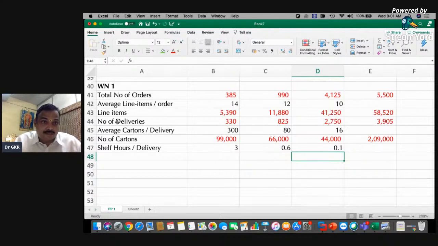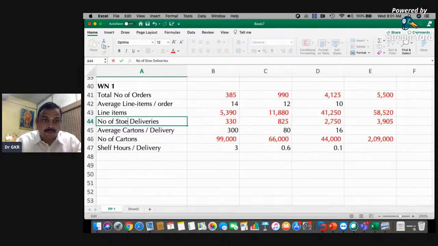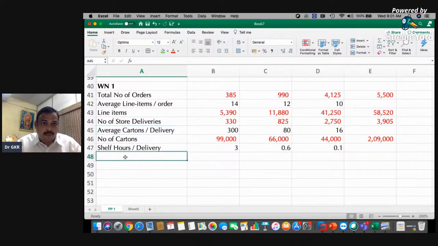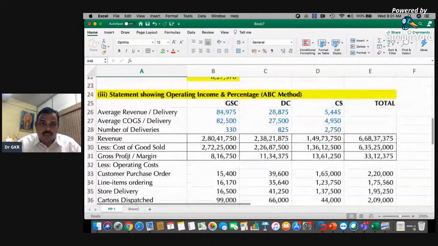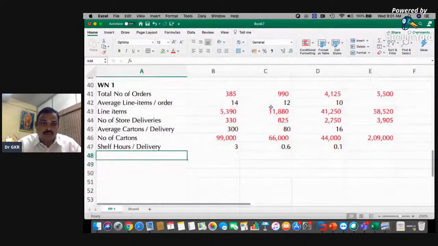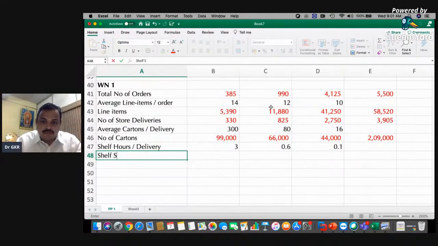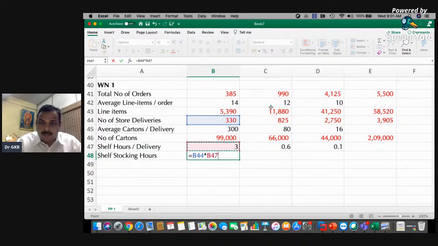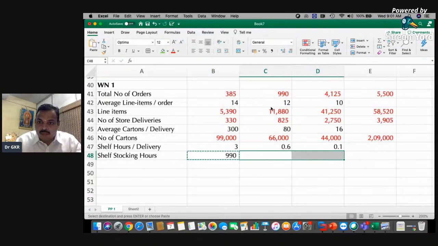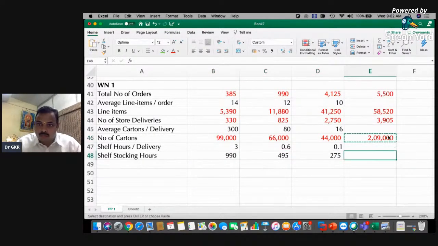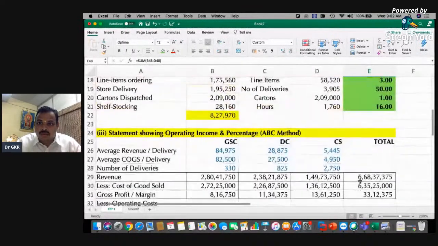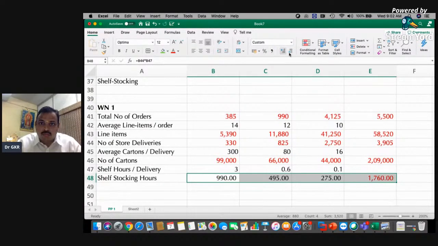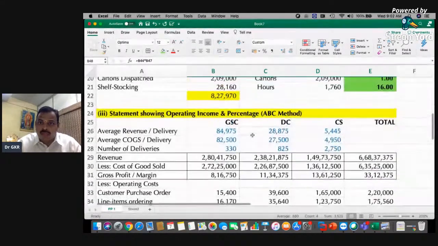Number of store deliveries is already given to you. It is 330, 825. So multiply. The unit is hours, shelf stocking hours. So which is 330 into 3, 990. So what is your total? 1,760 hours. So these are your shelf stocking hours.